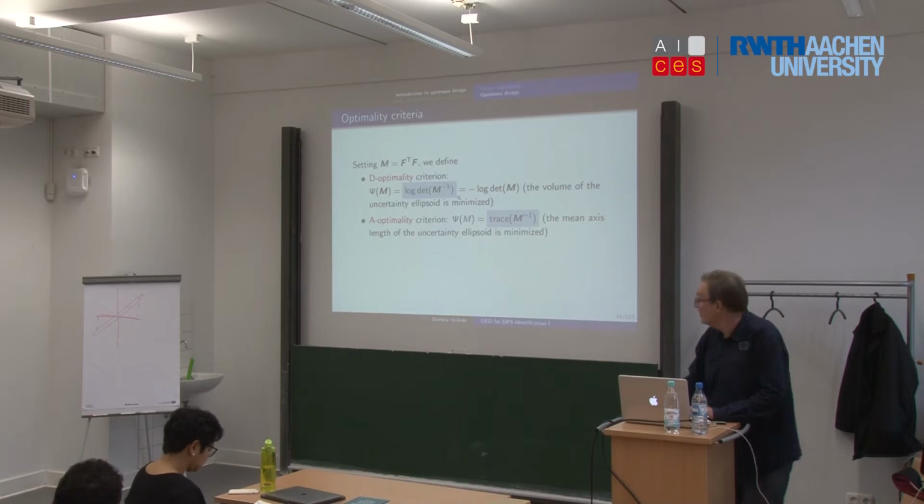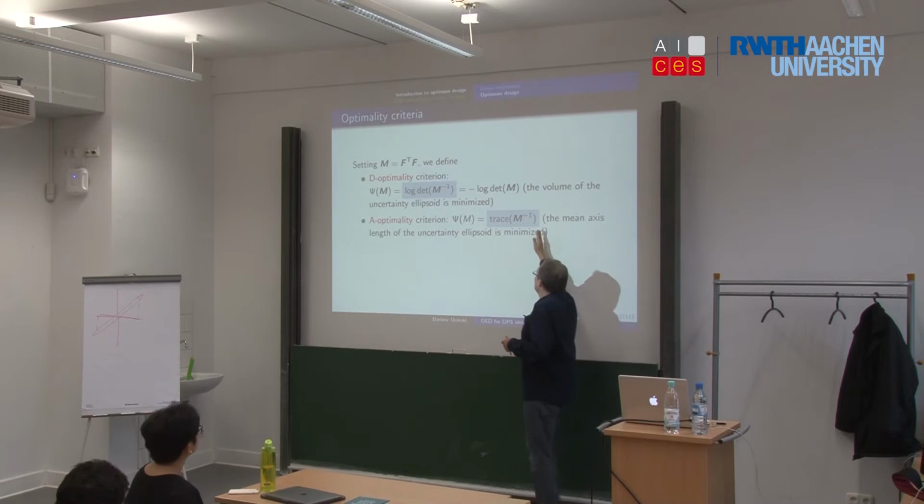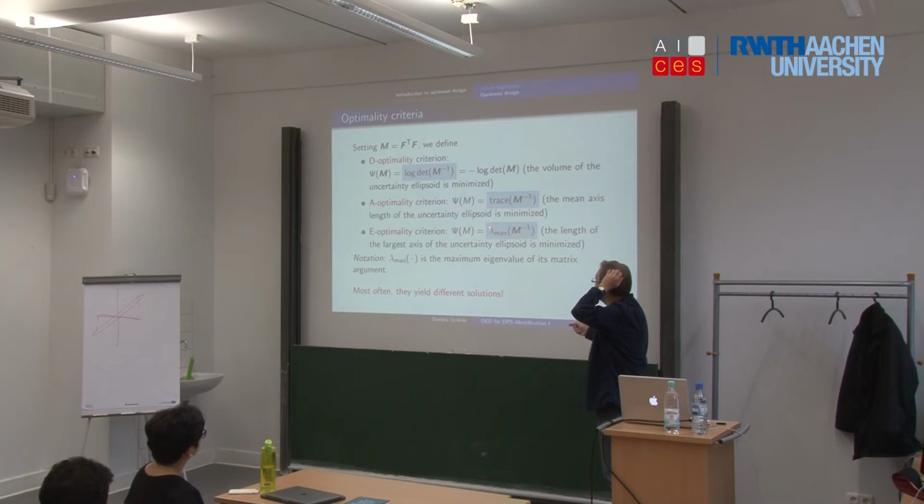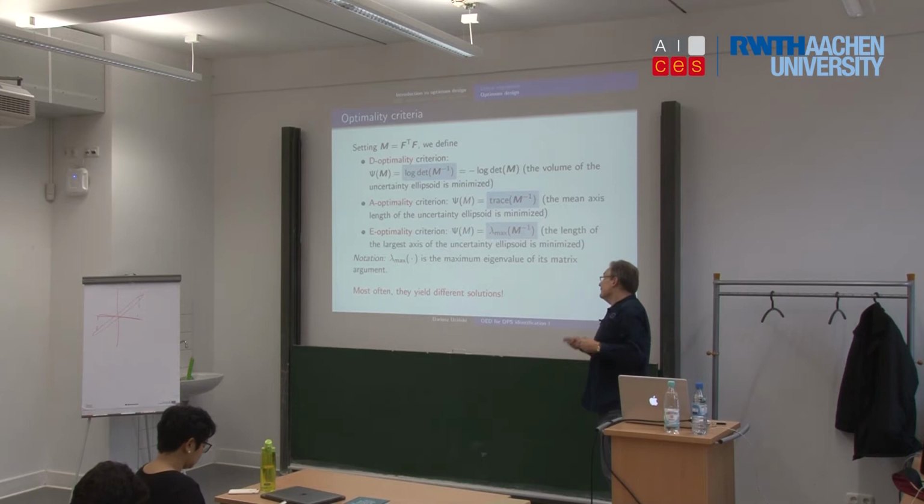The A optimality criterion is a bit better, but the attendant computations are a bit more time-consuming. We can also minimize the length of the largest axis of the uncertainty ellipsoid. This is the so-called E optimality criterion. E comes from the eigenvalue. A optimality, the letter A, comes from the average optimality.